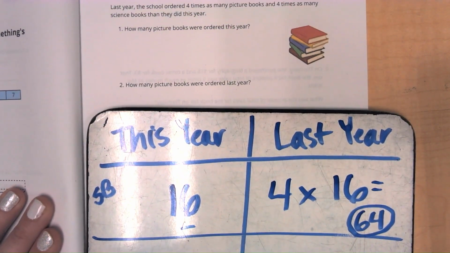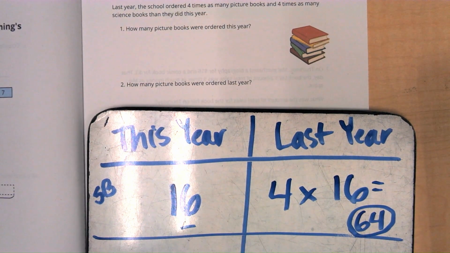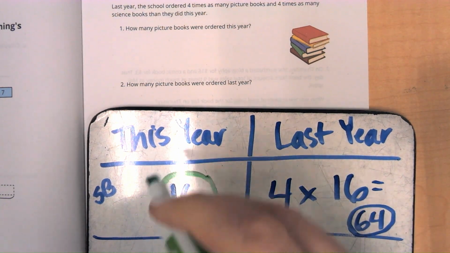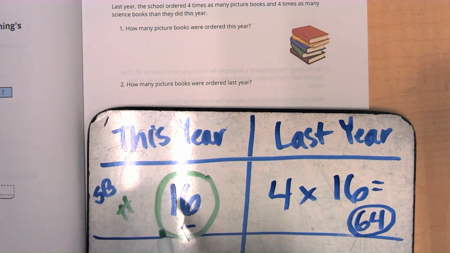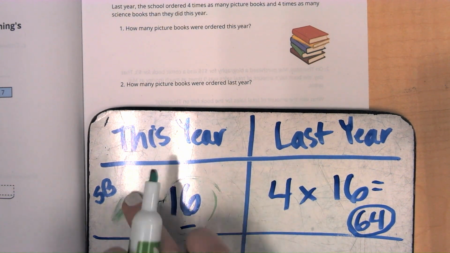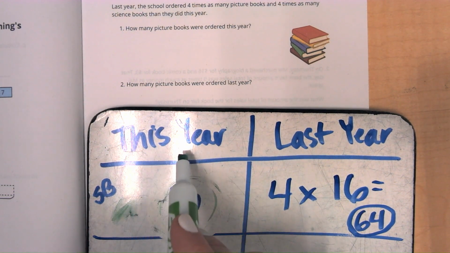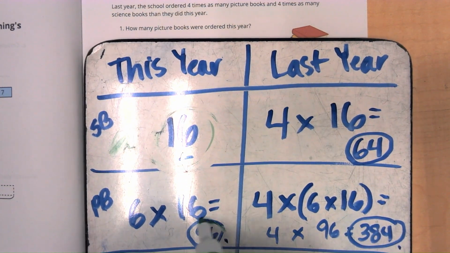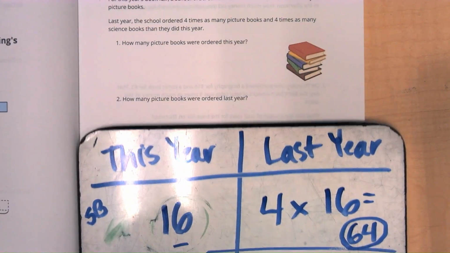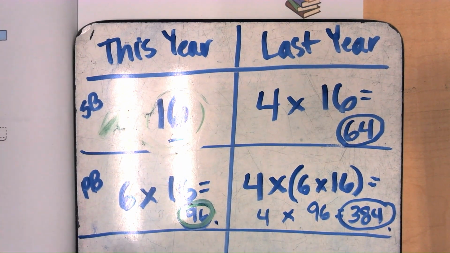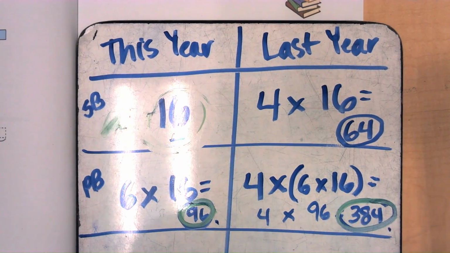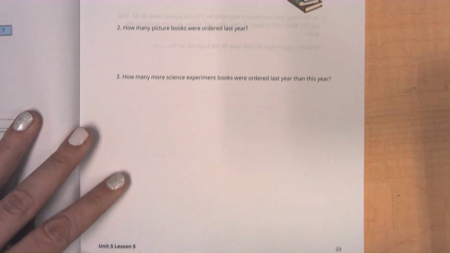Now, the questions say, how many picture books were ordered this year? Well, that's the answer to number 1 right there. Nope, it's not either, is it? No, it's not. Here it is right here. This year's picture books, 96. How many picture books were ordered last year? Last year's picture books, 384, right?